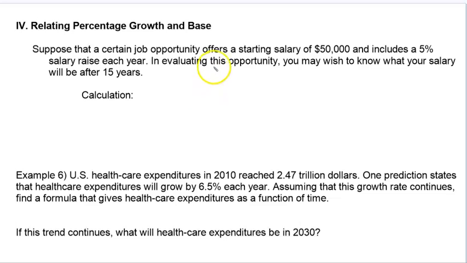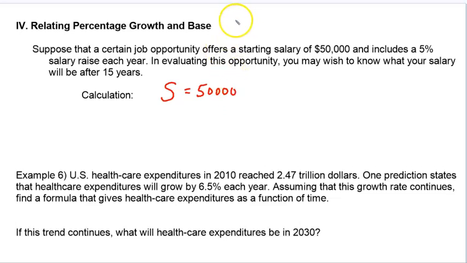We have a certain job opportunity that offers a salary of $50,000, and we're told that we're going to get a 5% salary raise each year. So in looking at this opportunity, we want to know how much our salary would be in 15 years. Okay, so we can call this S for salary. We start with the initial value.